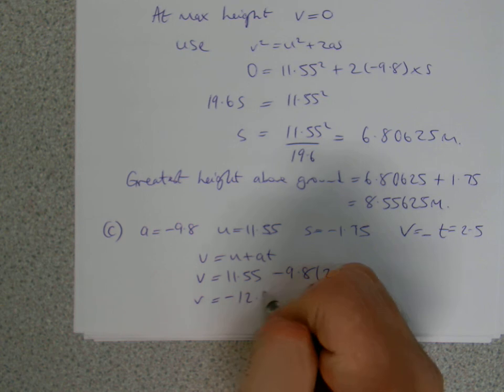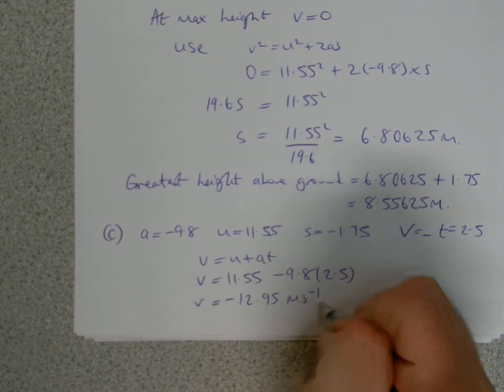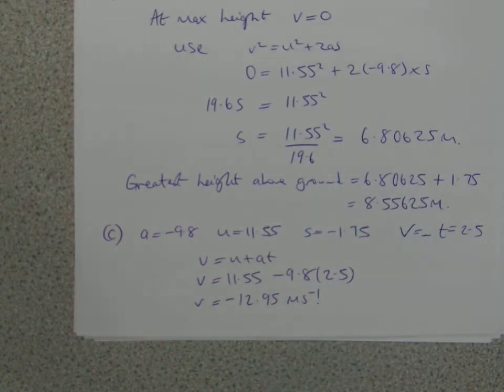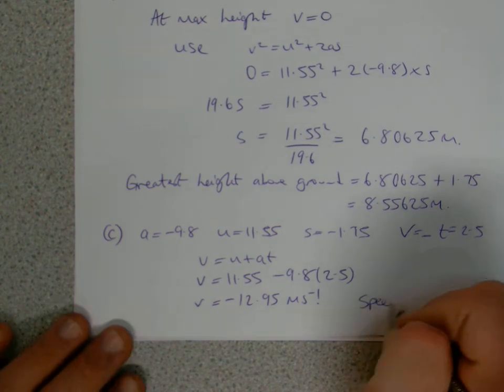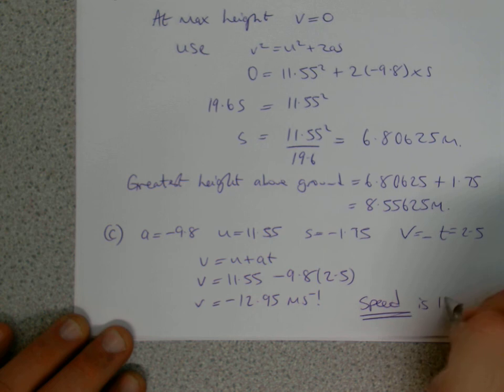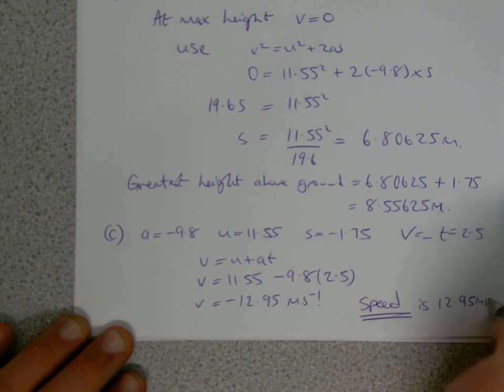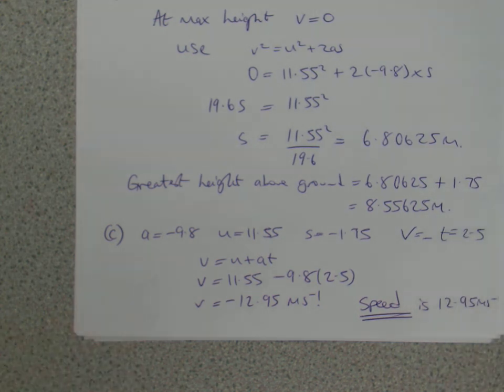and you get it out straight away: minus 12.95 meters per second. And of course it's minus because it's going down. It's telling us the direction is opposite to positive. But they do say speed, so make sure you write it as positive. It's 12.95 meters per second. And we're done.